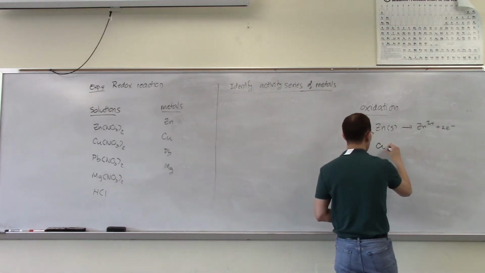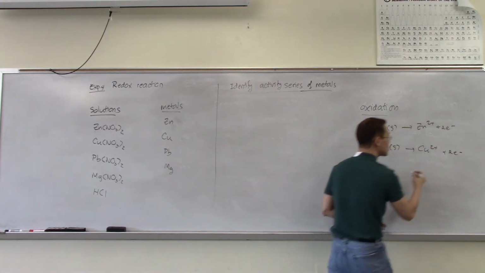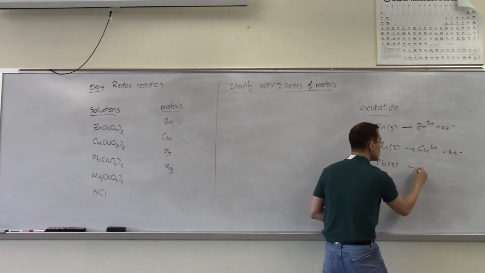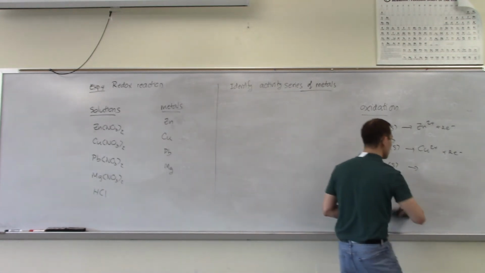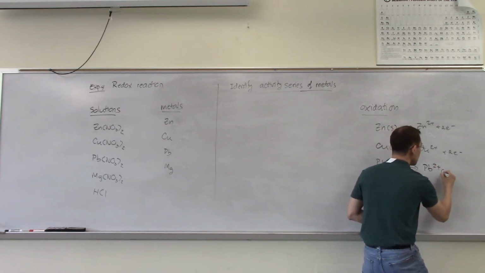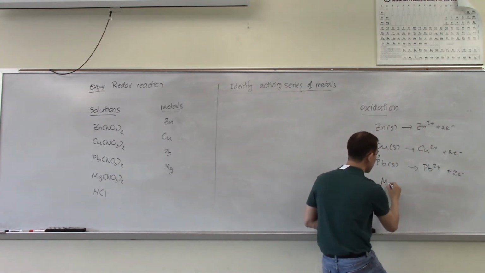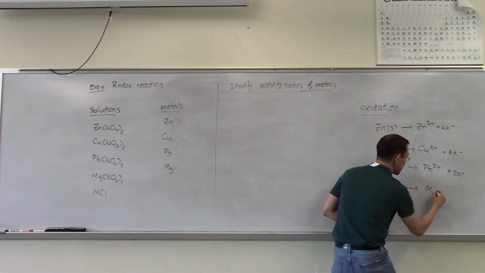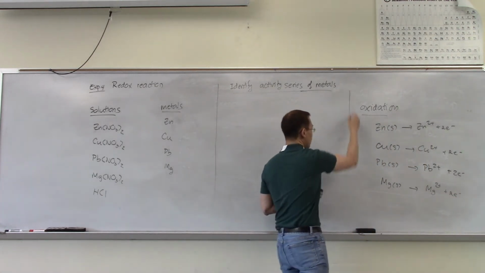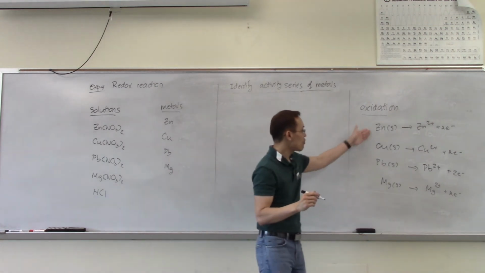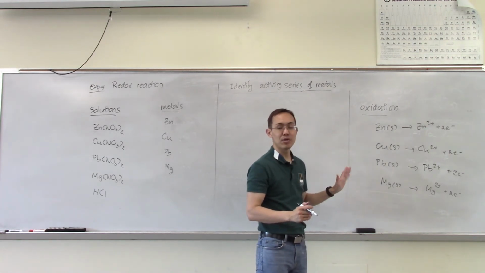So you're going to have the copper solid that will lose 2 electrons to form the copper 2 plus. The lead would lose 2 electrons to form the lead 2 plus. So we have the Pb 2 plus and then the 2 electrons. And then lastly, we're going to have the magnesium solid and then the magnesium 2 plus and then the 2 electrons. So what you want to do from this experiment is to rank which of these reactions can occur the easiest. And that would mean that that metal is the most reactive.